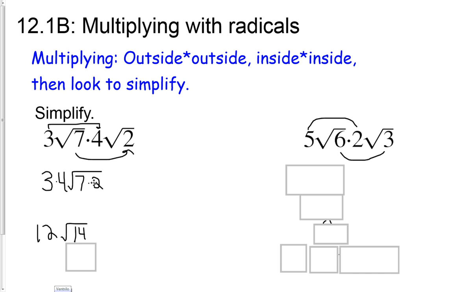3 times 4 is 12. 7 times 2 is 14. And then 14 is 7 times 2, so we can't simplify any further because that was this step, looking to simplify. So our answer is 12 square root of 14.